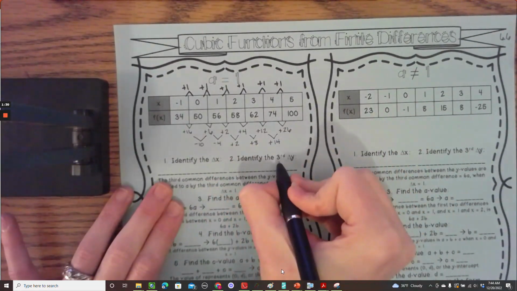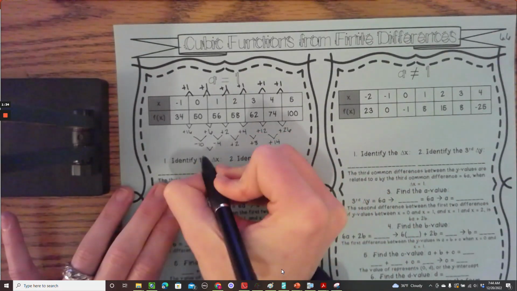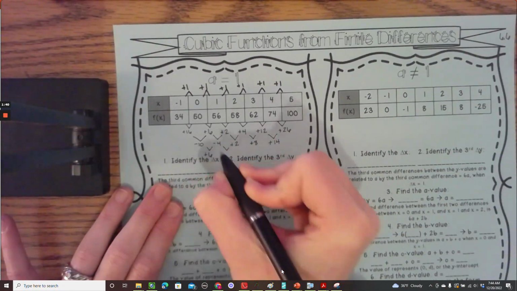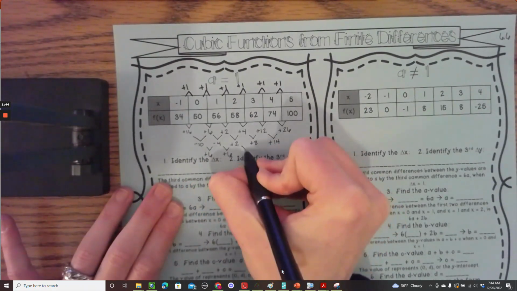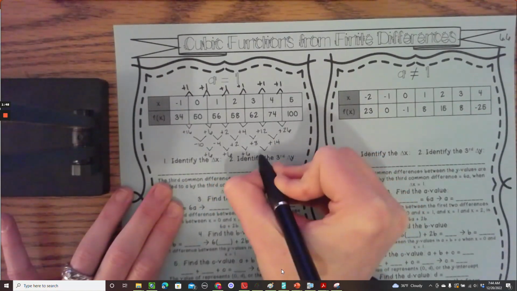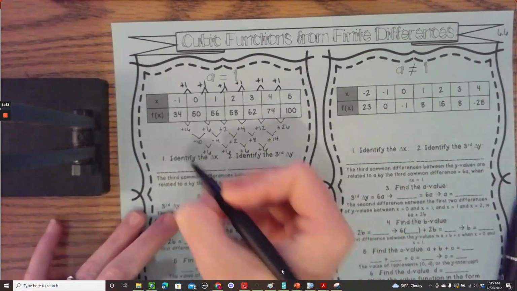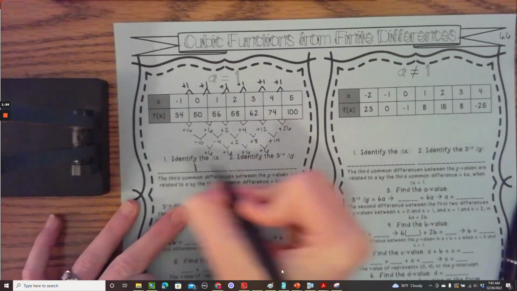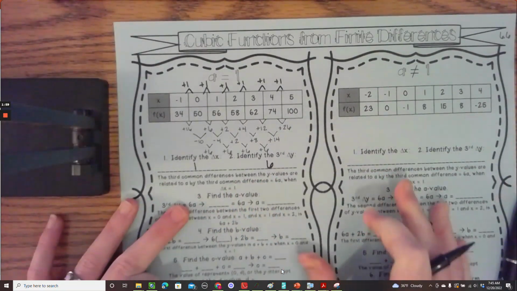We need third change in y. So negative 4 minus negative 10 is a positive 6. Positive 2 minus a negative 4, don't lose that negative sign there, is a positive 6. 8 minus 2 is a positive 6. And then 14 minus 8 is a positive 6. So my change in x is a 1. The third change in y is a 6.